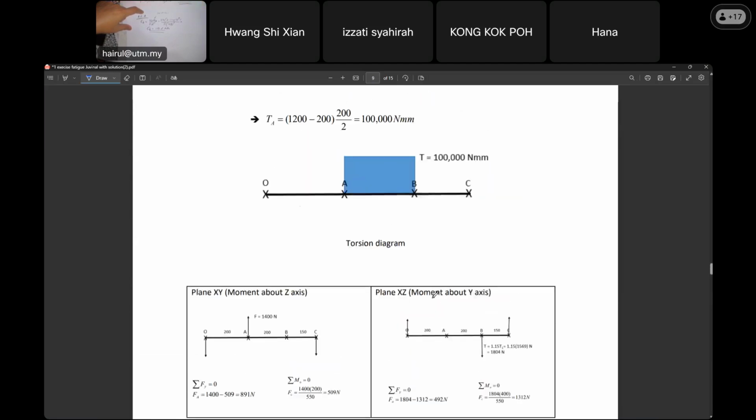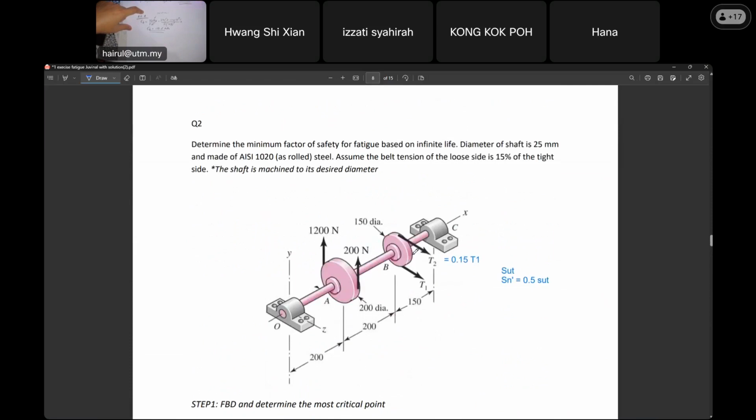What about torsional stress? Do we have it? Yes, we have torsional stress at B, right? At B, what is the torsional stress? This is bending stress, and now torsional stress. What is the formula for torsion? Tau is 16 T over pi d cubed.